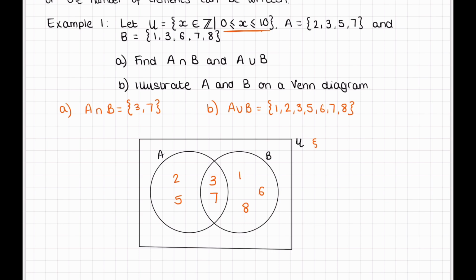But we also need to go back to our universal set, which is between 0 and 10. And the rest of our numbers get represented outside the circles but in the rectangle. So we haven't written 0 yet, so we can write 0. We don't have 4. We don't have 9 or 10. So they just get put in the rectangle but outside the circles, which is why that rectangle is really important.